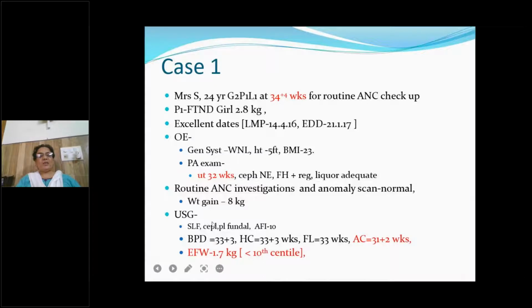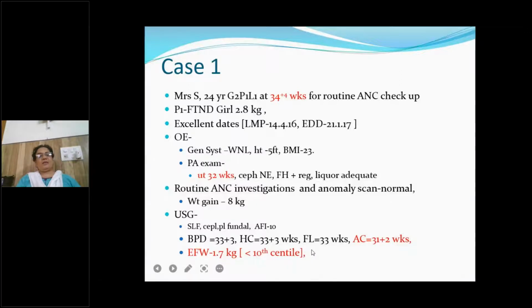So when we do the ultrasound for this fetus, what do we see? It's a single live fetus, cephalic presentation, fundal placenta, and the amniotic fluid volume is normal. The biparietal diameter, head circumference, and femur length are 33 weeks. Remember, I told you, when we do a scan in the third trimester, there can be an error of around 2 weeks in the estimated fetal weight or biometry, so we don't rely only on one parameter. The abdominal circumference is less than the period of gestation, a significant difference. And the estimated fetal weight calculated is 1.7 kg, which is at the 10th centile.